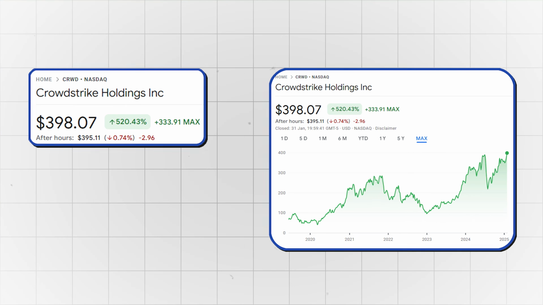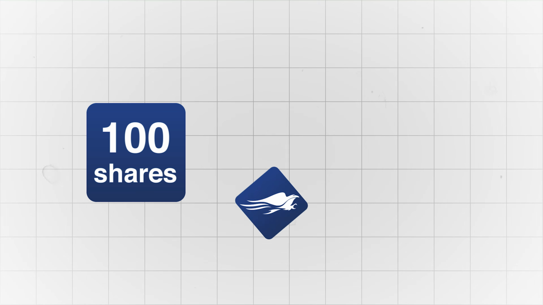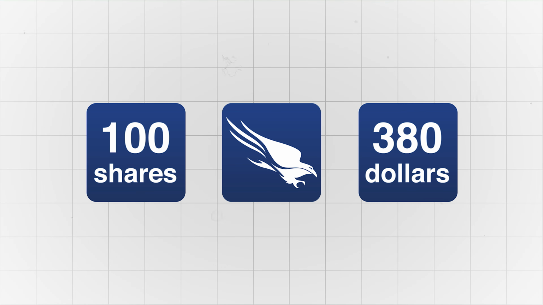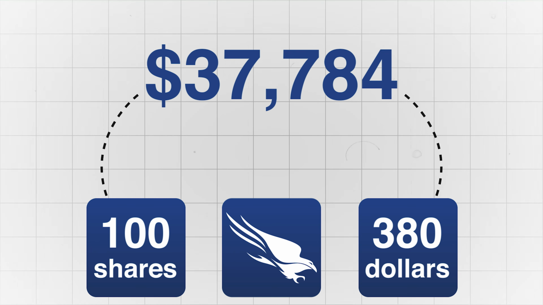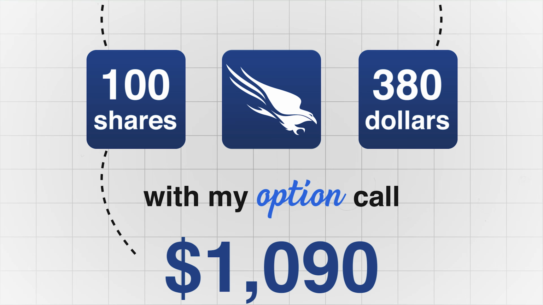Let's break it down with CrowdStrike, the stock that I used for this trade example. Buying 100 shares of CrowdStrike at $380 would require $38,000. But with my call contract, I controlled 100 shares with just $1,090. And that's how much it cost me to open up this one trade. And as for how much I'm actually risking in this trade, stay with me, we'll break it down there too.